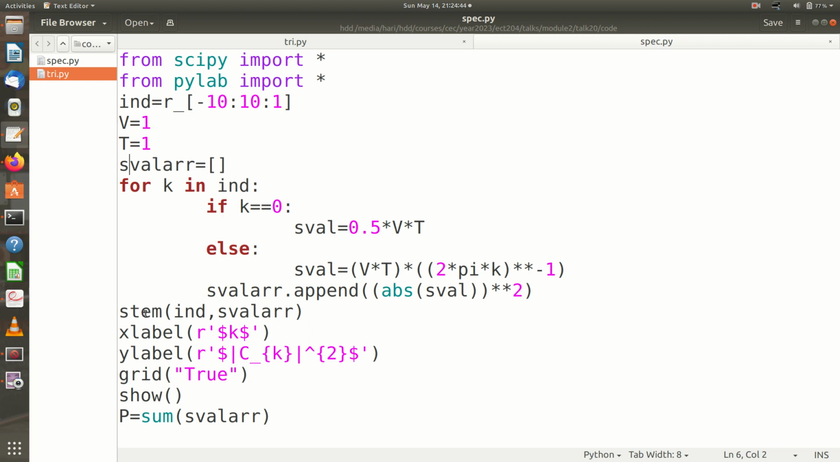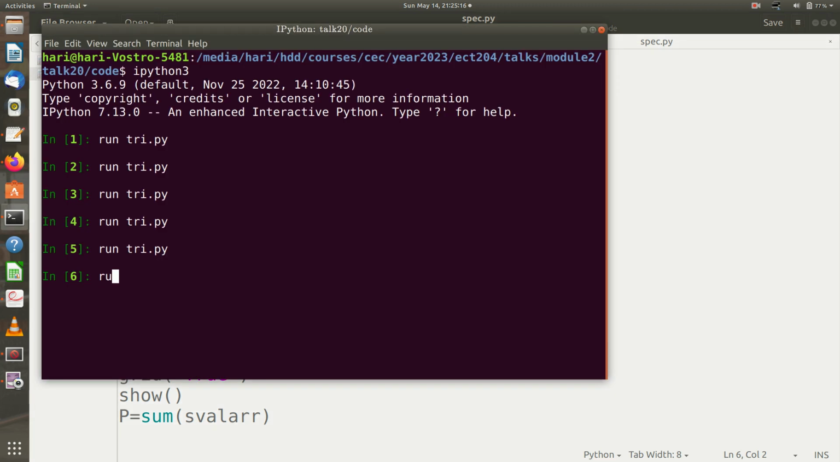Now I can plot this mod ck squared in the s val array against the index, and you can give some labels. The r prime etc. are for typesetting the labels in LaTeX. Then the grid is true and show. Then I can compute the sum of this s val array. That will give the total power in the signal. So let us run this code and appreciate that.